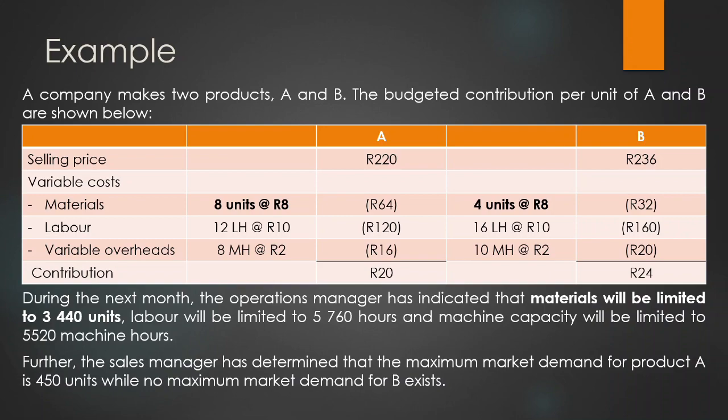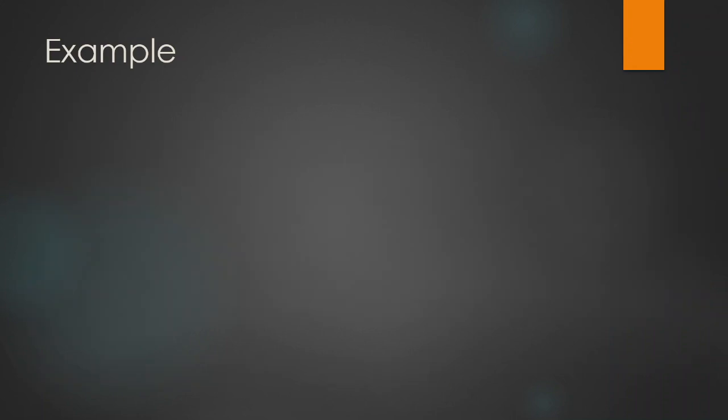We can therefore develop our constraint equation for materials as 8 multiplied by the production of A plus 4 multiplied by the production of B must be less than or equal to 3,440 units. We can write this constraint mathematically as shown on screen. We can then plot this constraint on our graph.